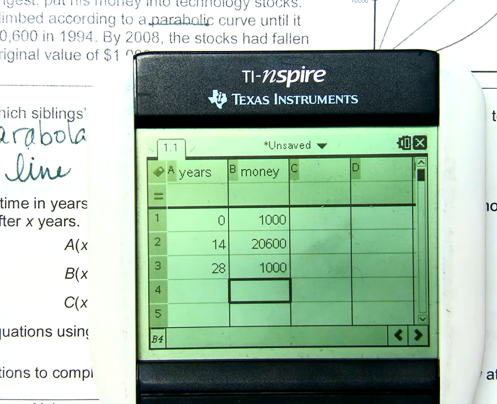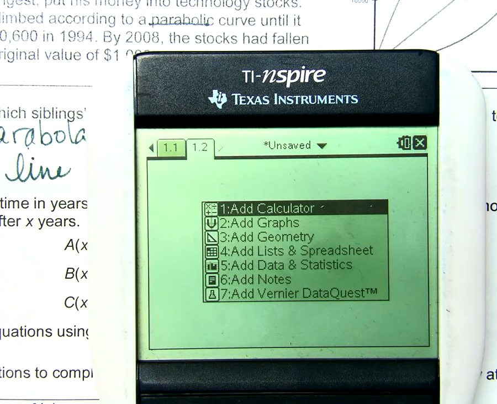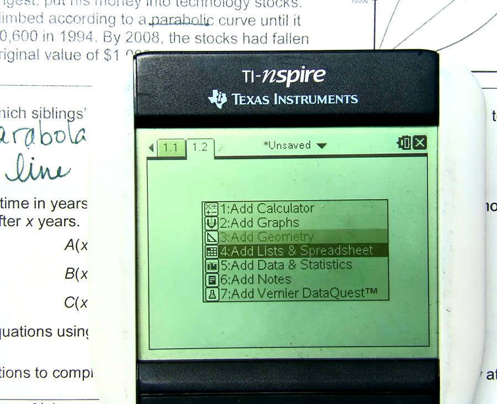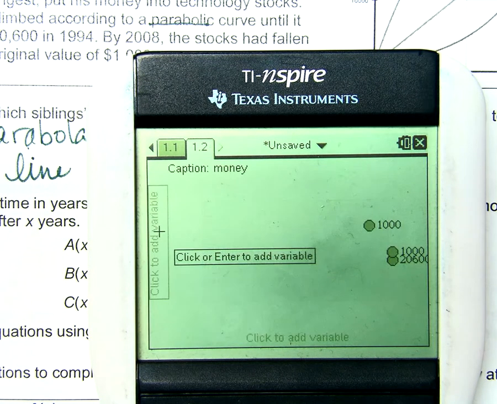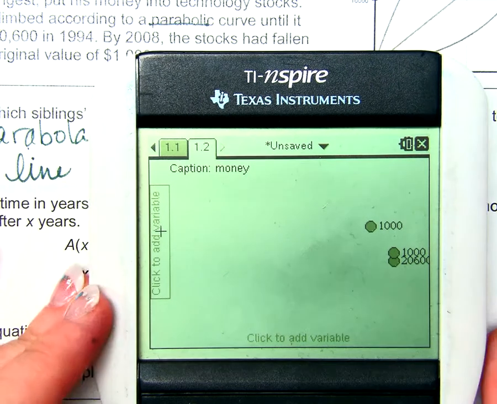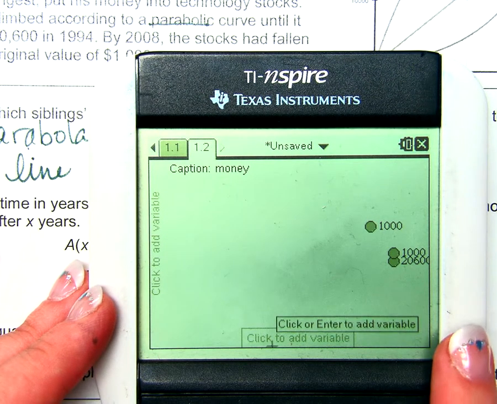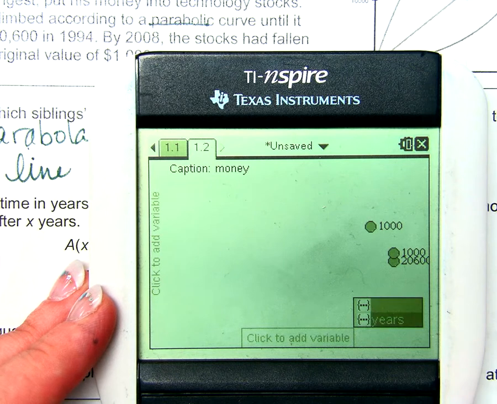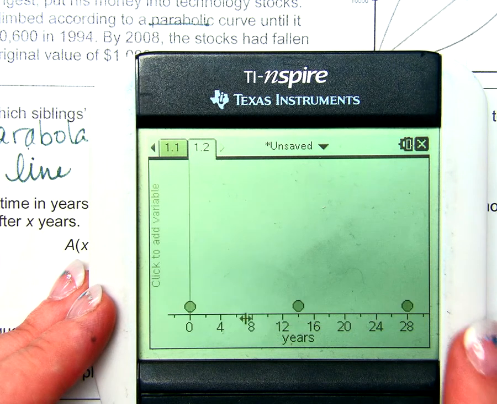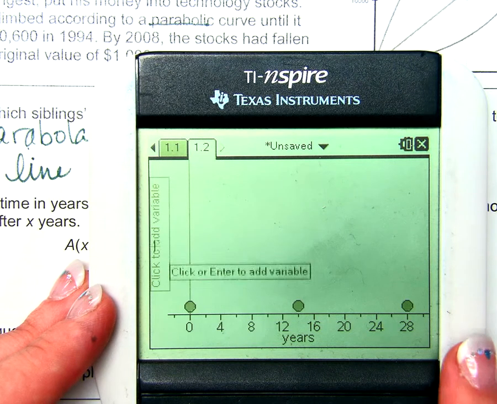Okay. What do I do now? Once I have it into the statistics page, what do I do? You add a new page. The graph. I forgot the name. Data and statistics, right? I had it in the spreadsheet. So now I need to go and assign variables. I got to move my cursor down here to the x-axis. What should be on the x-axis? Years. And what should be on the y-axis? Money.